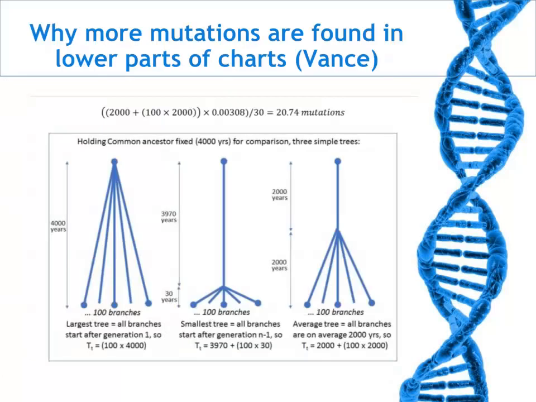So why is this happening? This is a chart by David Vance, and this is one that I really love because it really explains things. If you're Genghis Khan and had 100 sons and they all had 1 son each, you would have 400,000 branches across 4,000 years.